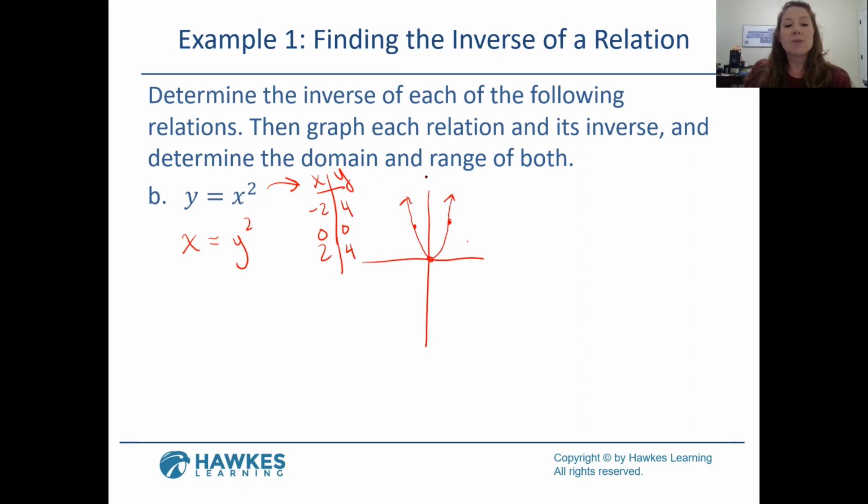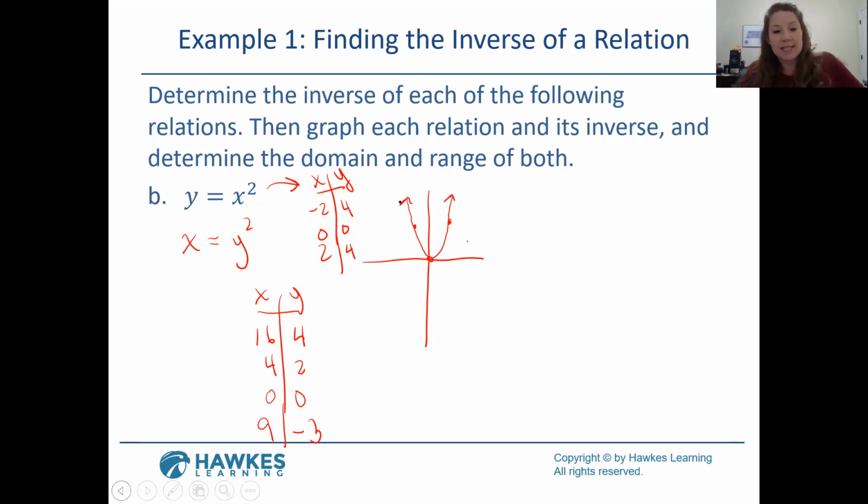Well, then when I switch these, this time, if I let y equal 4, let's see, 4 squared, x would be 16. What if y were 2? 2 squared is 4. What if y were 0? 0 squared would be 0. What if y were -3? Well, -3 squared is 9.